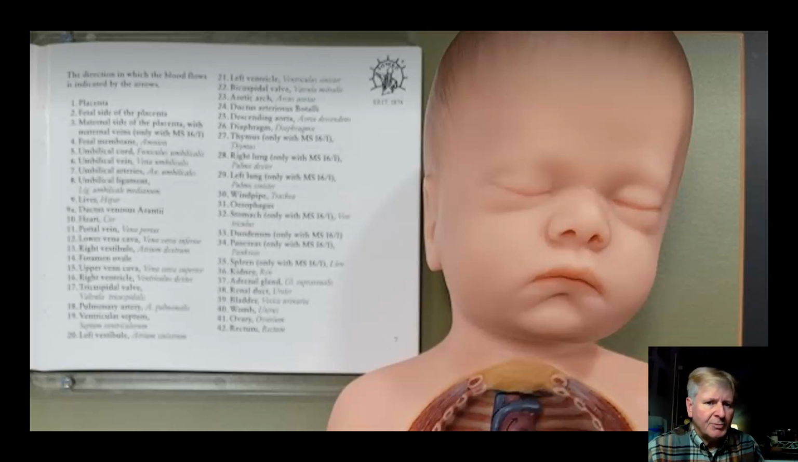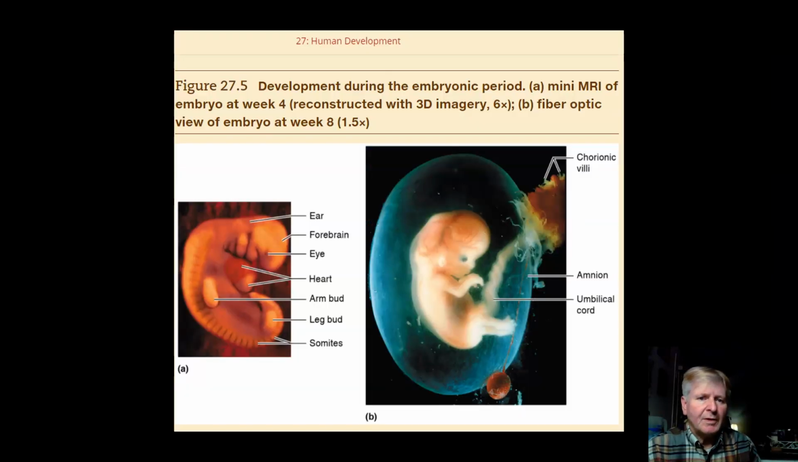So this little key is from the Samson model of the fetal cardiovascular system, and some of these features will be labeled on the model as we go through the slide presentation. This is a development that occurs during the embryonic period, during the time the fetus is developing. This is about week 4, right after about 4 weeks of gestation.